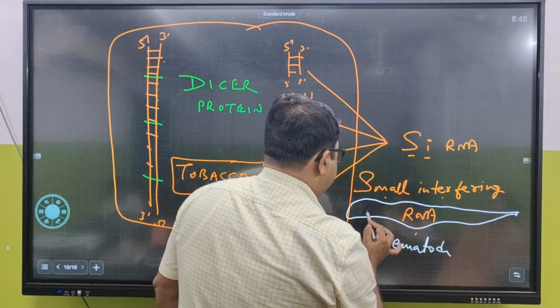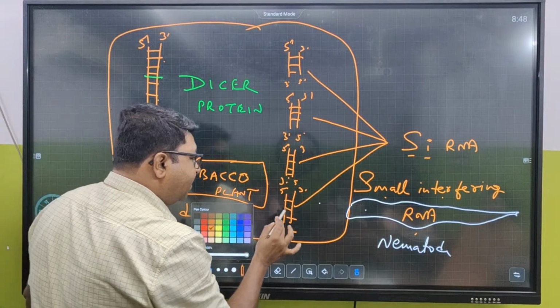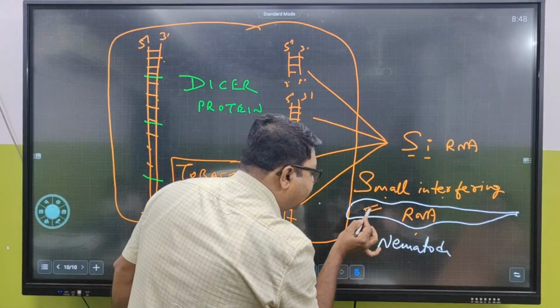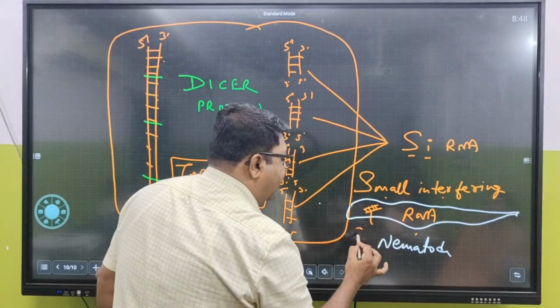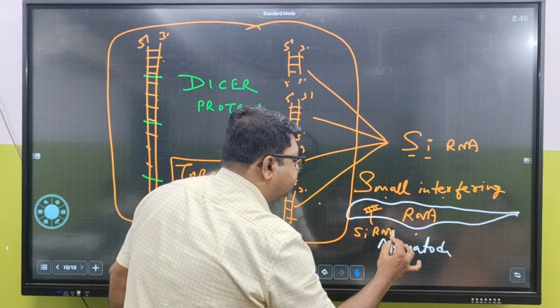Now this is happening inside the plant cell, and this plant cell is now infested by, here comes our villain. Who is this? This is the nematode. When a nematode eats the plant cell, what is going to get inside? This small piece is going to get inside. That means it ate the siRNA.